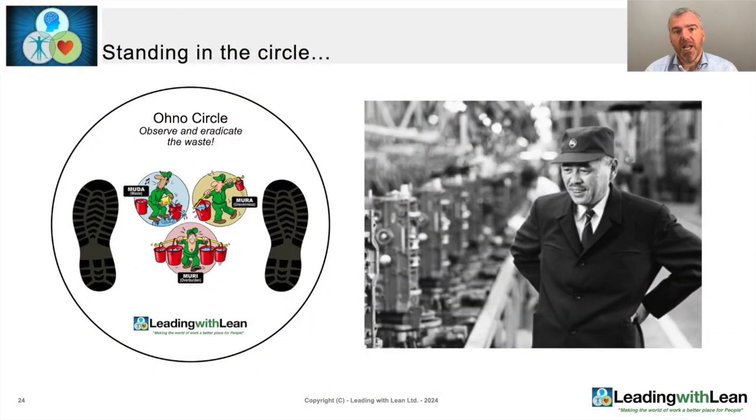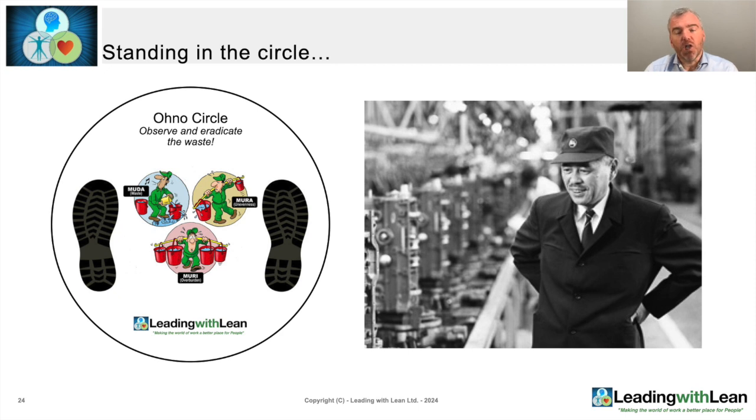In this lesson, we'll have a look at Ohno circles. As I mentioned in the previous lesson, Ohno circles were developed by Taiichi Ohno, and it's a very simple methodology for encouraging people to watch out for the 8 wastes. Well, in fact, to elaborate on that, it could be the 3 enemies of lean that we talked about earlier.